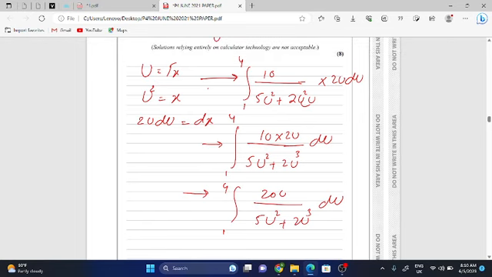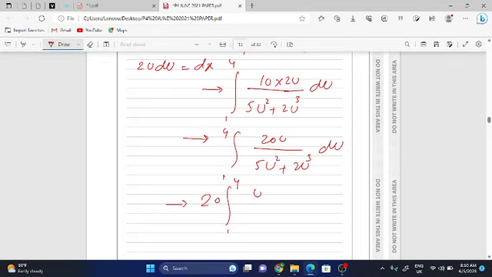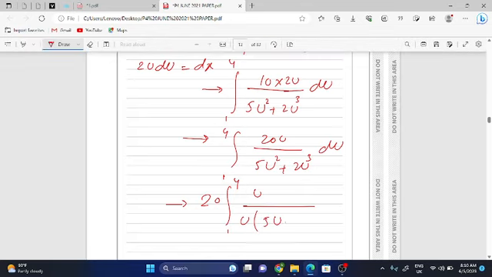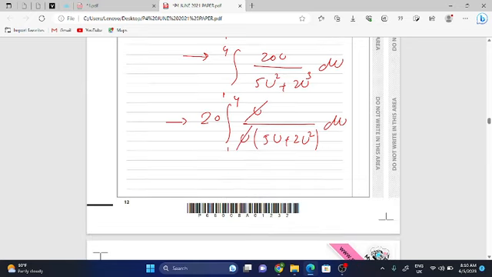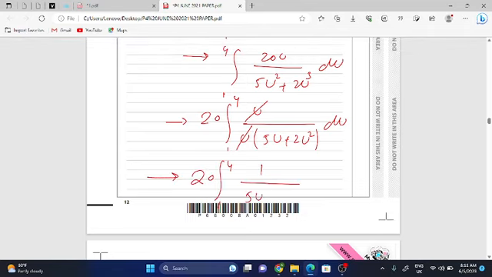So what can I do next? 20 is constant, I can take it outside. Integral 1 to 4 of u dividing by, u can be common from the denominator. So if I take u common, that gives me 5u plus 2u square. This u and this u will cancel. Inside I have 20 times the integral 1 to 4 of 1 by 5u plus 2u square du.